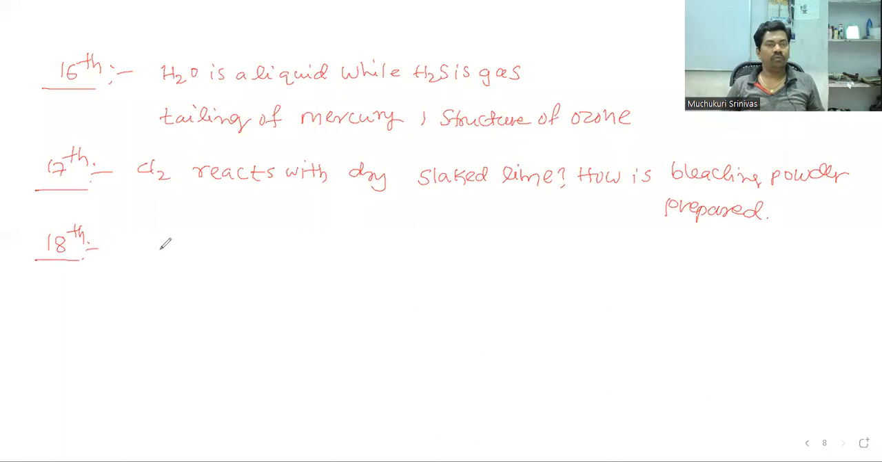Then from the 18th group, how is XeO3 prepared? Then next, how is XeOF4 prepared? How is XeO4 prepared? Then next one, noble gases are inert, explain.